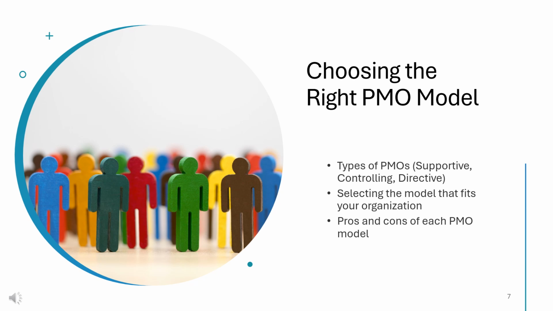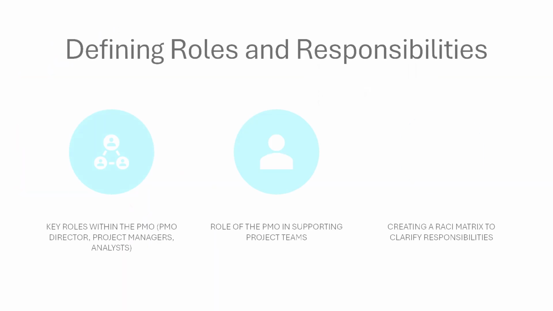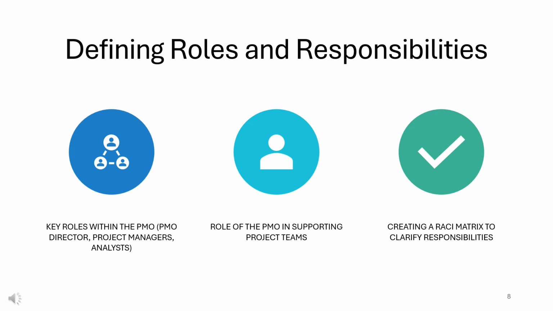The controlling PMO enforces project management standards and ensures compliance with established methodologies. This model is suitable for organizations that require more consistency and control over their projects. The directive PMO takes control of projects directly, managing them from start to finish. This model is best for organizations that need a centralized approach to project management. By selecting the appropriate PMO model, you can ensure the PMO effectively supports your organization's project management needs and drives successful project outcomes.